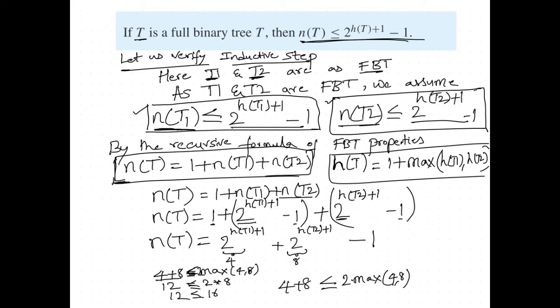Now just remove 4 and 8, and replace 4 with 2 to the power of h of T1 plus 1, and instead of 8 replace 2 to the power of h of T2 plus 1, and we can write it like that, right? So what can I write now? 2 times max of 2 to the power of h of T1 plus 1, comma 2 to the power of h of T2 plus 1, plus 1. Yes, obviously we can write this. So instead of writing these two terms, I'll be writing this particular term.